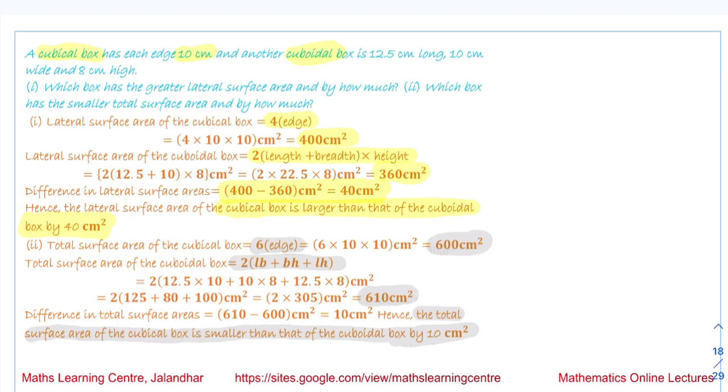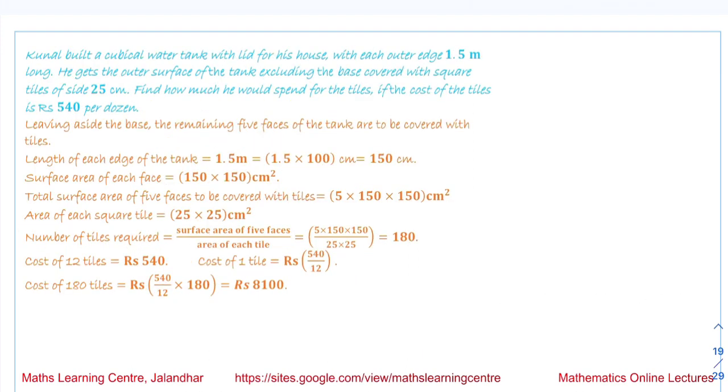Next, it is given that Kunal built a cubical water tank with lid for his house with each outer edge 1.5 meter long. He gets the outer surface of the tank excluding the base covered with square tiles of side 25 centimeter. Now, how much would he have to spend for the tile if the cost of the tiles is rupees 540 per dozen? So one thing we have to see over here is that this unit is meter, this unit is centimeter, and this means the cost of 12 tiles is 540 rupees.